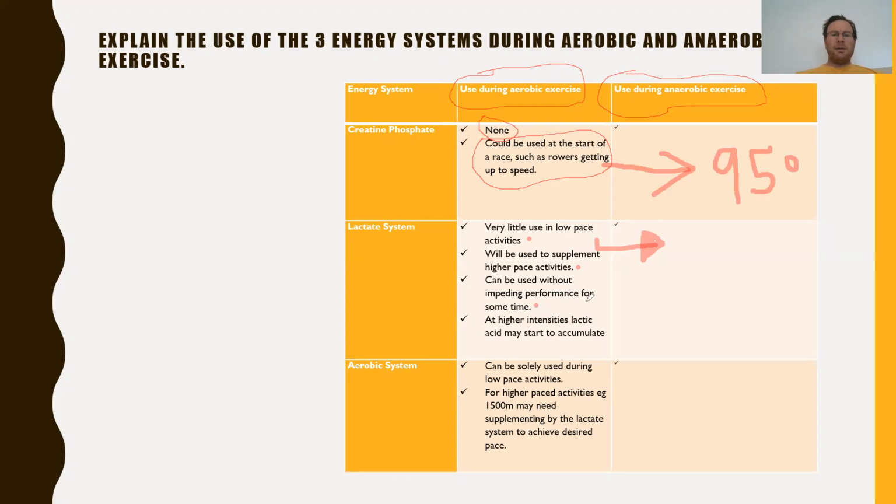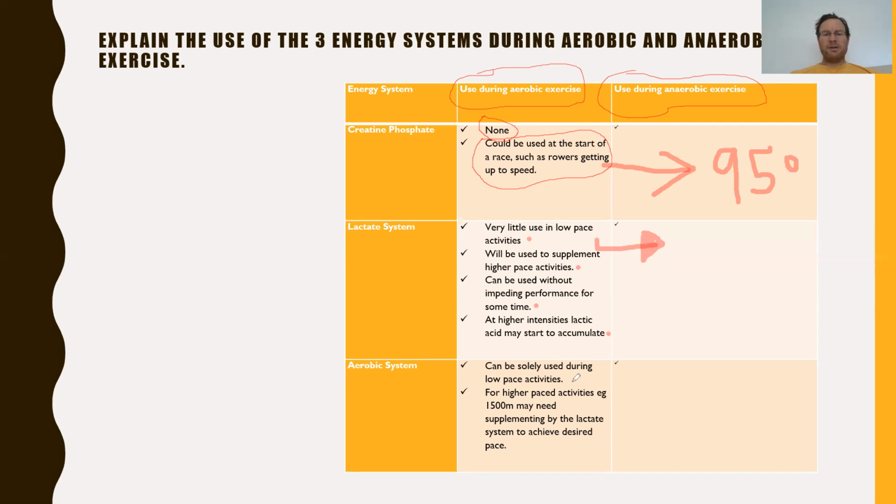So I've put here that it can be used without impeding performance for some time. Something like a fast tempo run that you might be maintaining for 20 minutes: the body's creating a little bit of lactic acid in the background, but if it's not accumulating, it's not going to massively impact your performance. It might only be near the end of the run where you start to really notice the effects. So I've put that at higher intensities, lactic acid might start to accumulate.